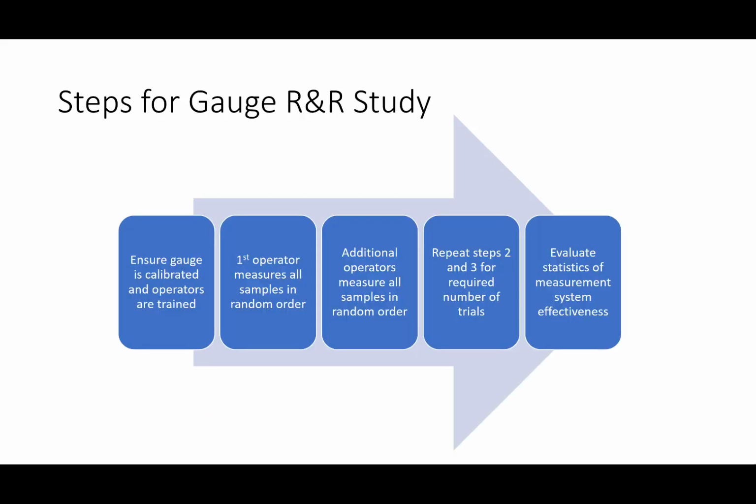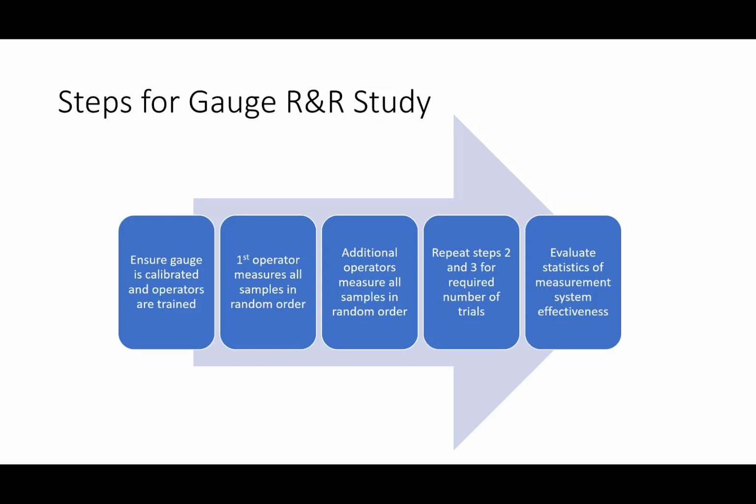So in those steps, first of all, start with ensuring that the gauge is calibrated and that the operators are trained. It's typically good to make sure that you pick operators who are fairly well experienced, but try not to cherry pick your most experienced operators. You want them to be representative of the type of person who will be measuring these parts.